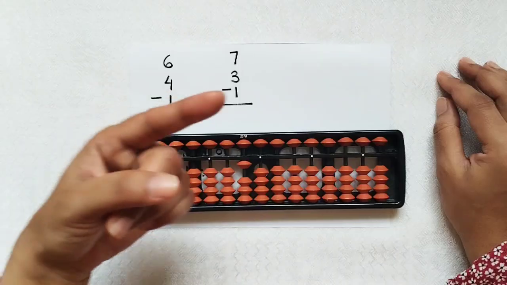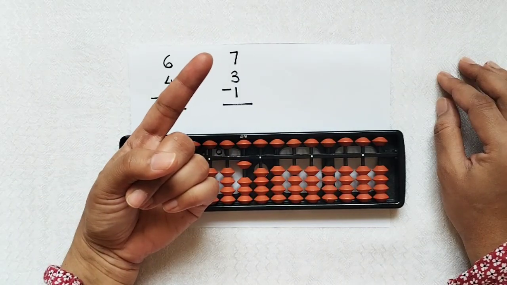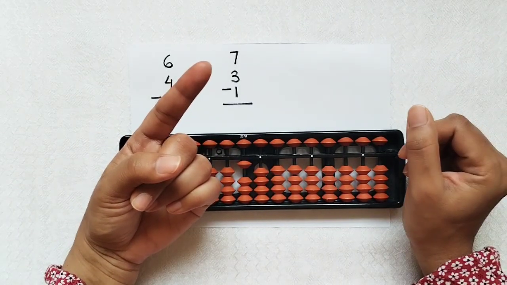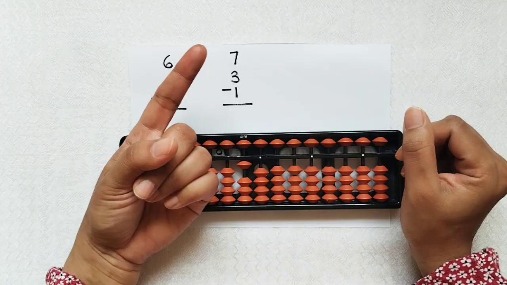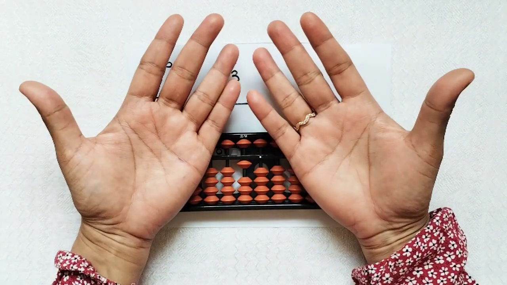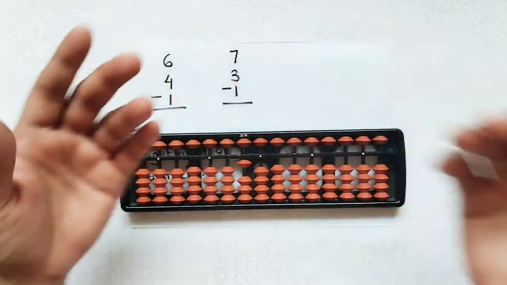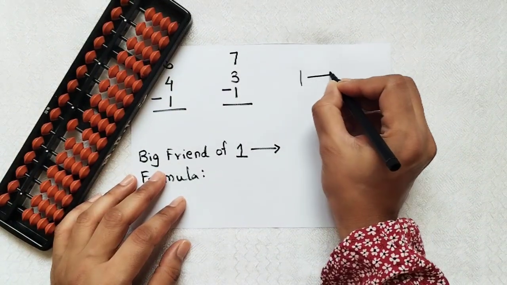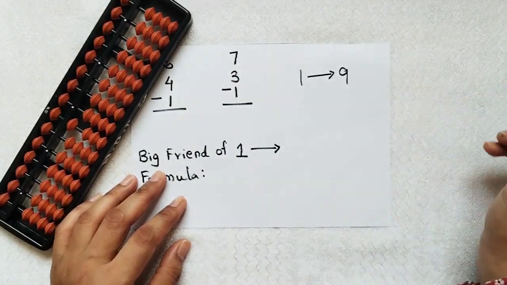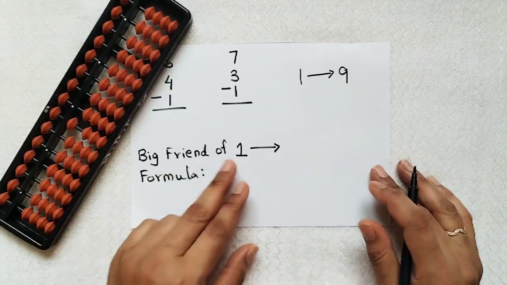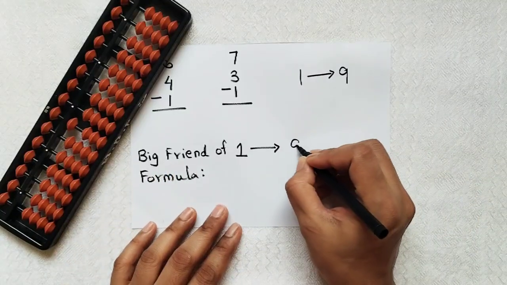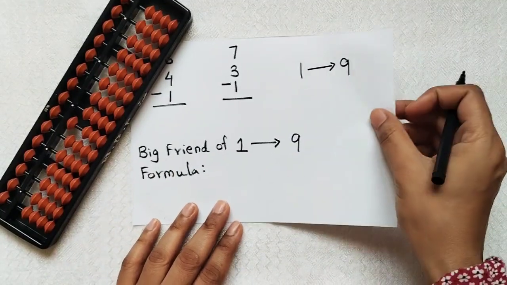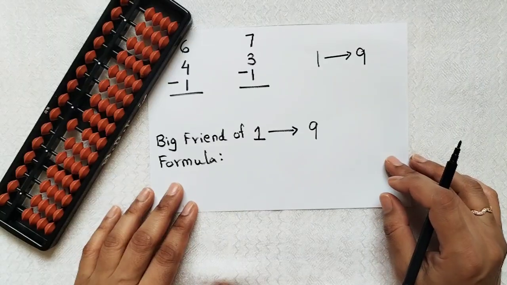Okay, now I have one finger here. How many more fingers do I need to make it 10? Yes, I need 9 more fingers to make it 10. So, I can say 1 and 9 are friends. So, the big friend of 1 is 9. Correct?